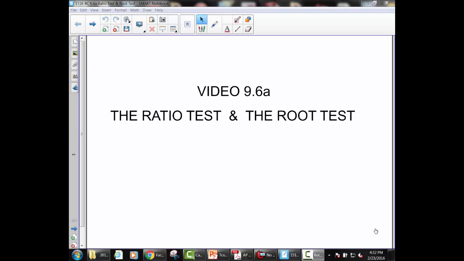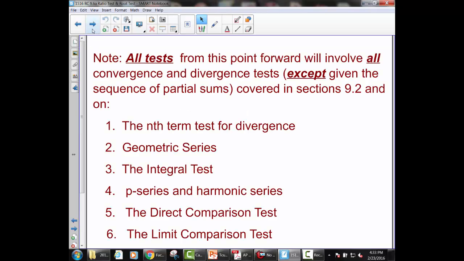These are the last two tests for series of constant terms, and then we'll be moving on to series with variable terms, which will be called power series. And the ratio test we will use constantly with power series. So the ratio test is a very important one for power series.